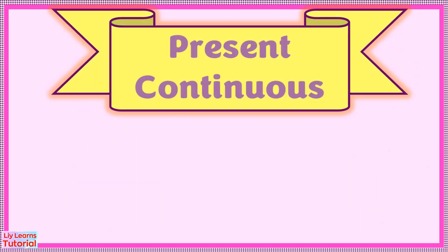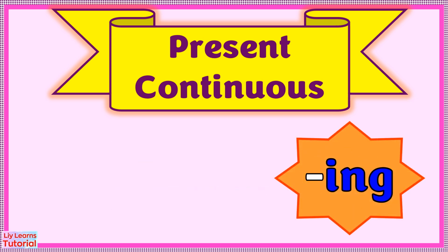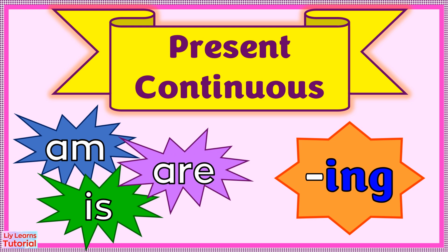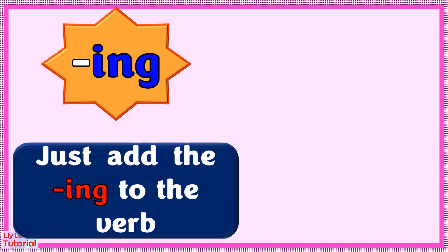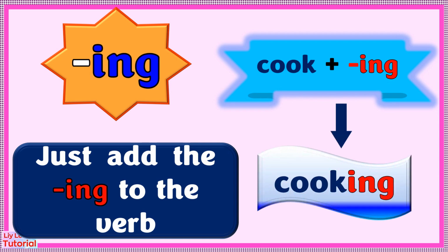Present continuous tense is used to describe an action that is happening at the moment. The verb needs ing if used with to be words like am, is, are, and be. The general rule is to simply add ing to most verbs without changing the spelling of the word. For example, cook plus ing is cooking.